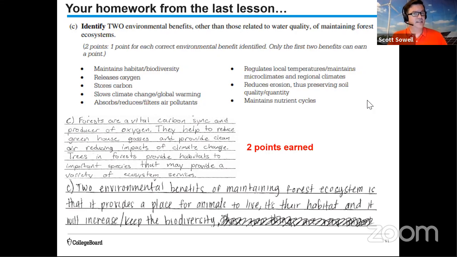This person said for the same question, 2 environmental benefits of maintaining a forest ecosystem is that it provides a place for animals to live, it's their habitat, and it will increase or keep the biodiversity. Well, unfortunately, that's only worth 1 point because that idea of habitat and biodiversity is really almost considered part of the same idea. It's not a whole separate idea, so only 1 point there.